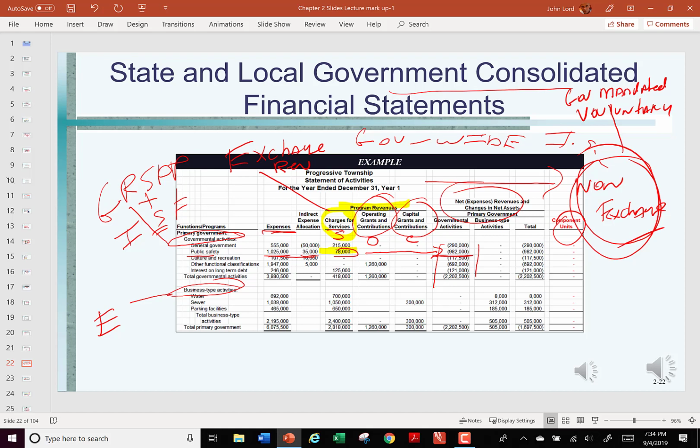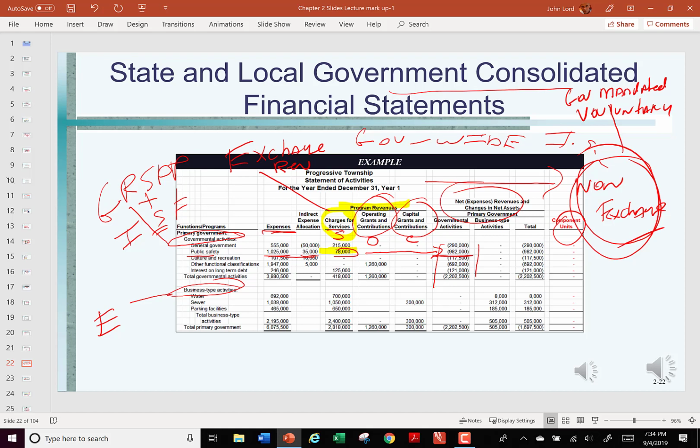But I gave you another mnemonic here so you can remember the categories of program revenue, which is what? Charge for service, operating grant, and capital grant, right? Okay. And then we've got this upside down. Let me back up. A charge for service, I should say, is an exchange revenue.